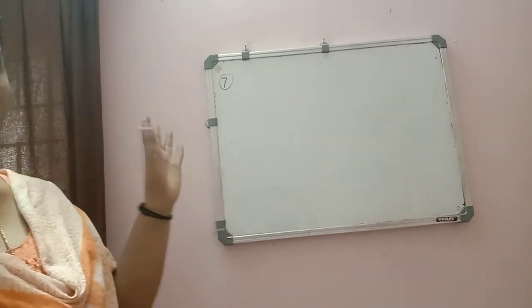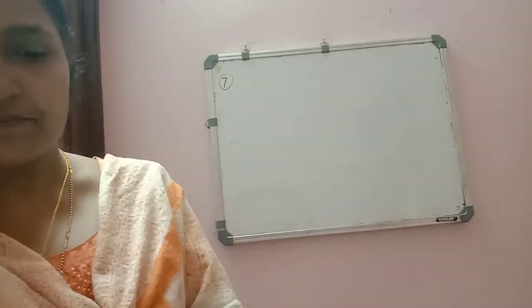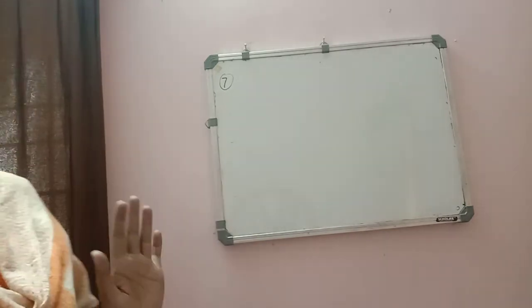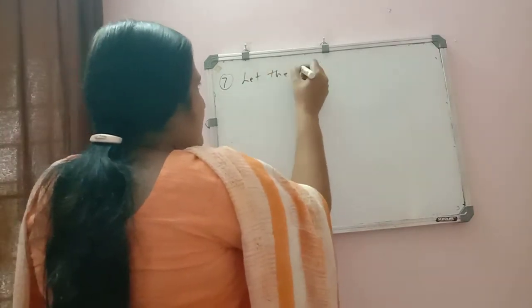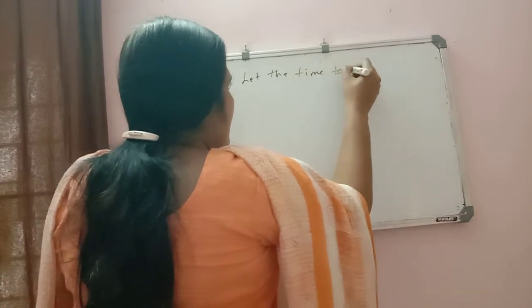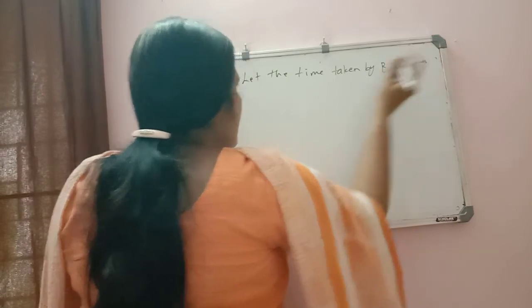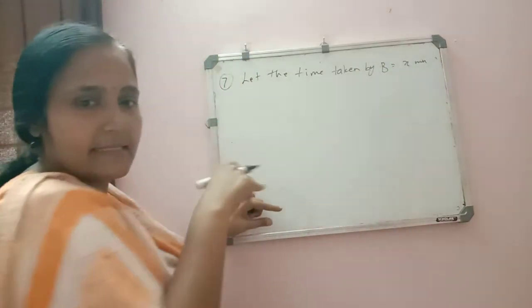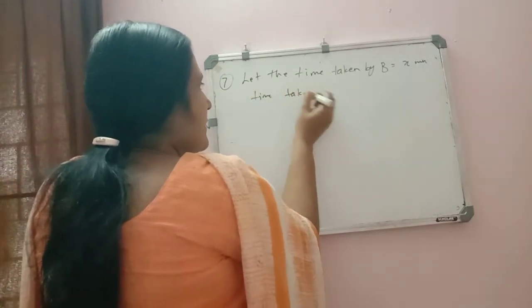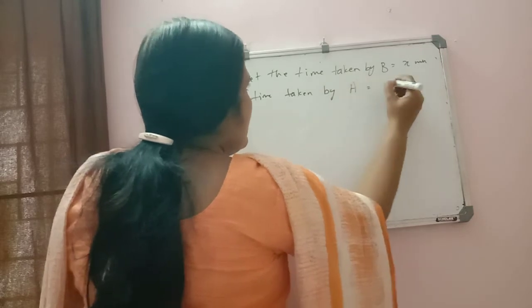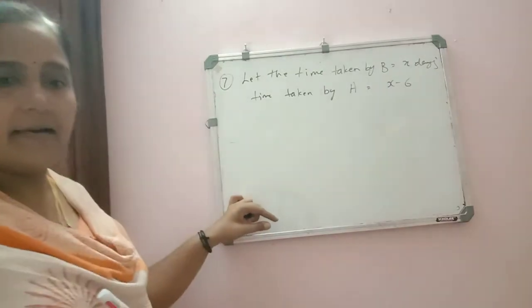At present I am using one method only. As it was given in the question, in the same way we can write. Let the time taken by B be equal to X days. And in the question it was written A takes 6 days less. So time taken by A will be equal to X minus 6 days.